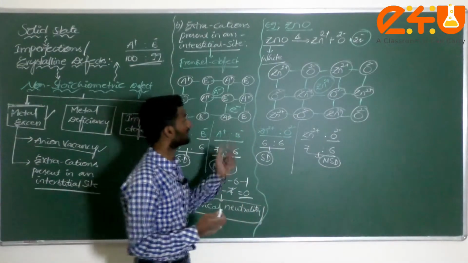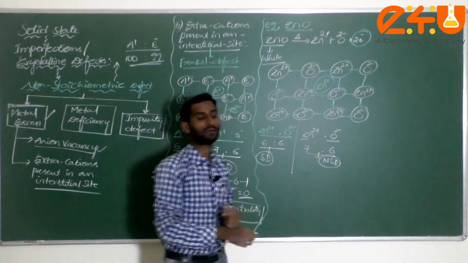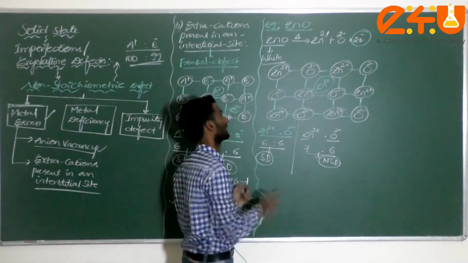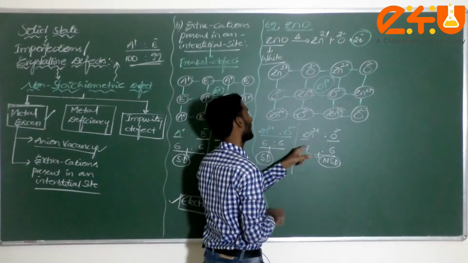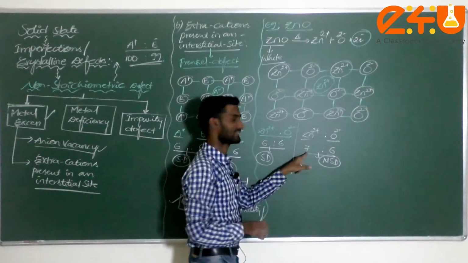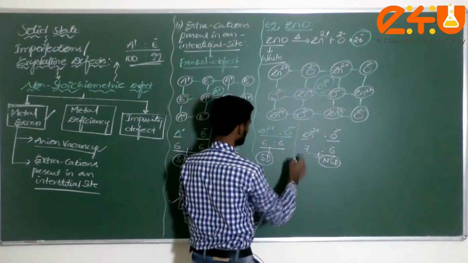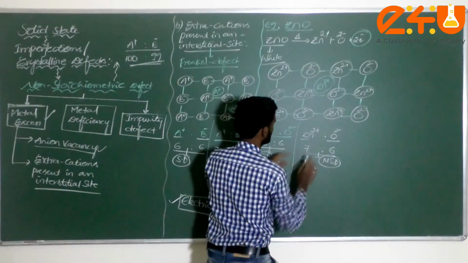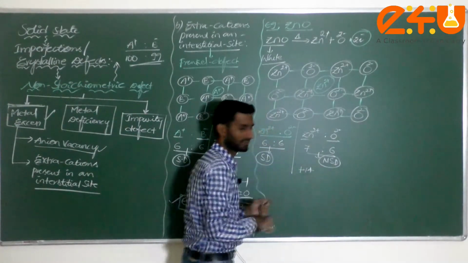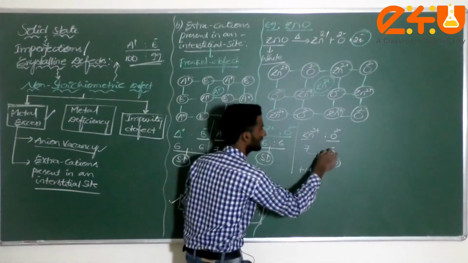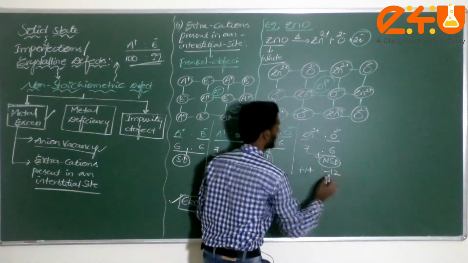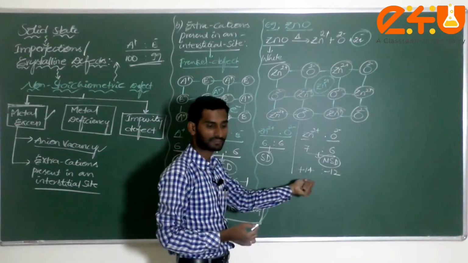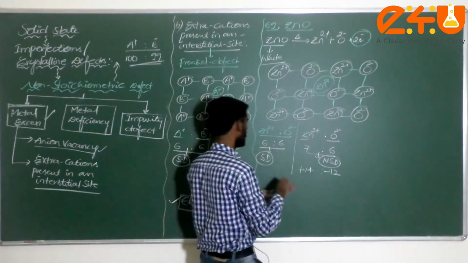Am I correct? Whether this compound is exhibiting electrical neutrality or not, just check it here. How many extra cations? One extra cation you added here, so after you added, the number becomes 7. Here 6. Then check it here: 7 into plus 2, what is the charge? Plus 14 or not? Here each oxygen, what is the charge? -2. 6 into -2, -12. But is it the same? Is electrical neutrality there? No. Then what has to be done?